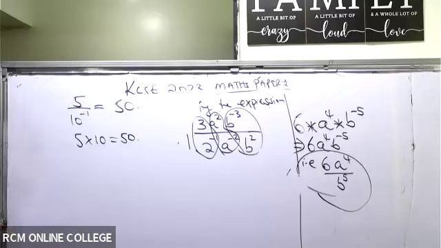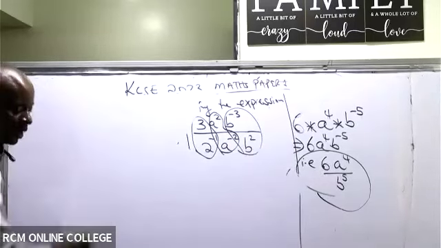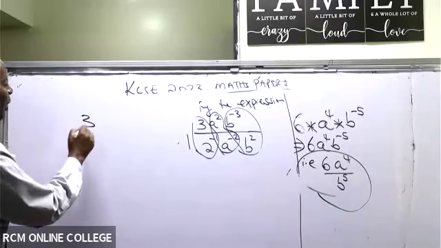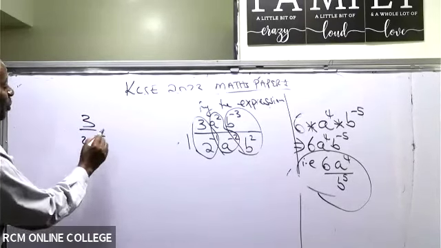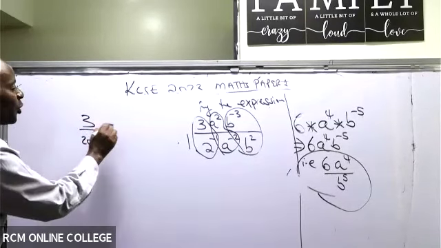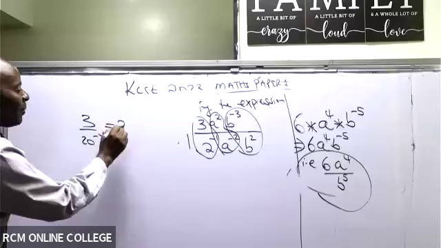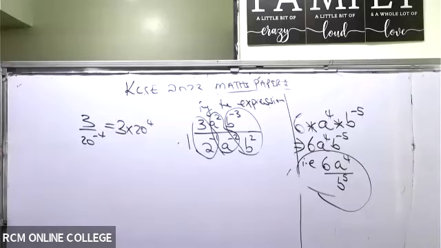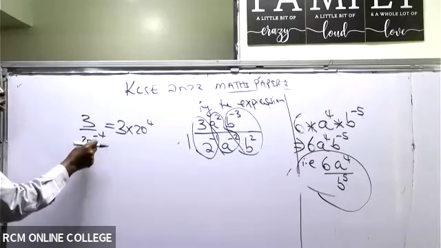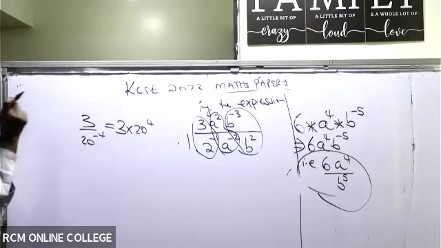Please listen. If, for example, I was given something like 3 over 20 raised to minus 4, this will be the same as saying 3 times 20 raised to positive 4. When this 20 crosses over to become numerator, it changes sign.